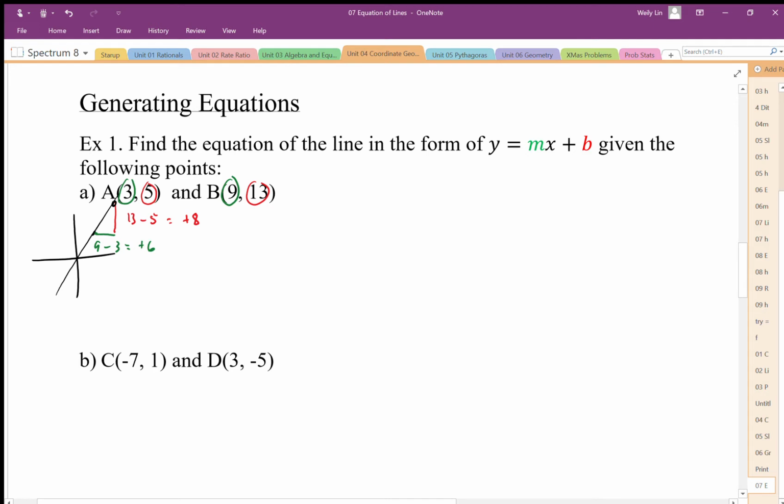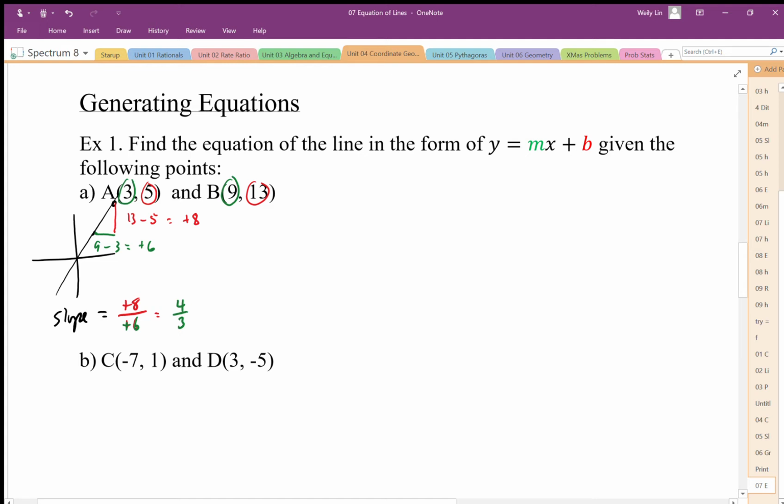And when I find my slope, the slope works out to be positive 8 over positive 6, which simplifies down to 4 over 3. So I end up with a 4 over 3 slope.